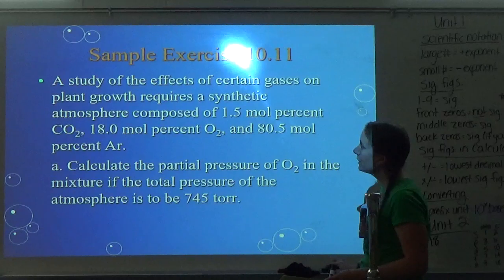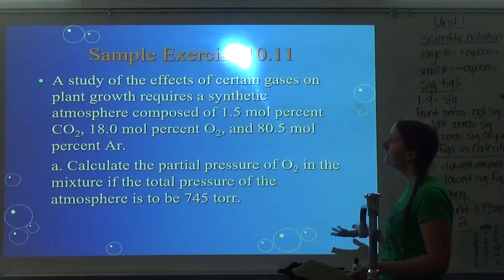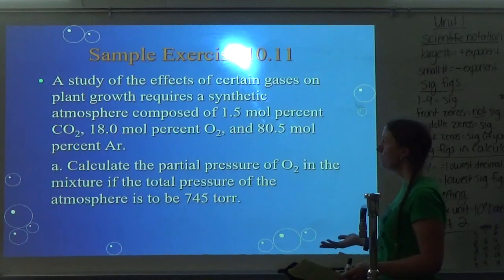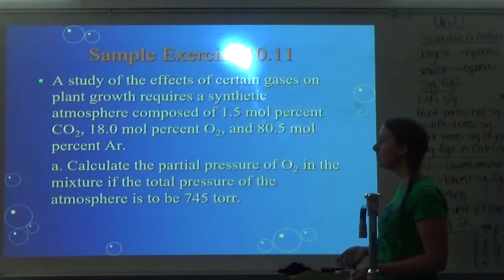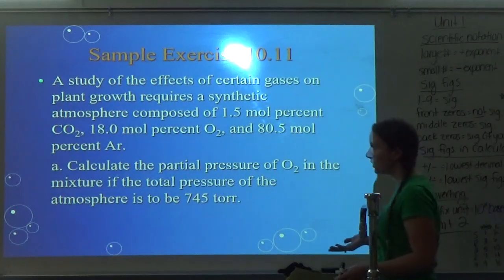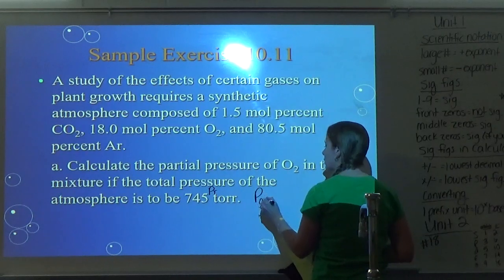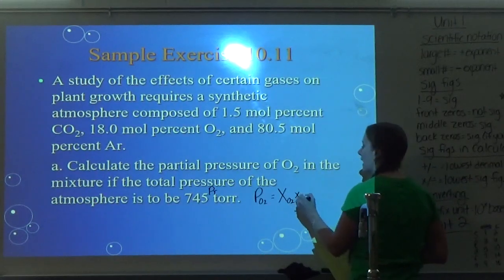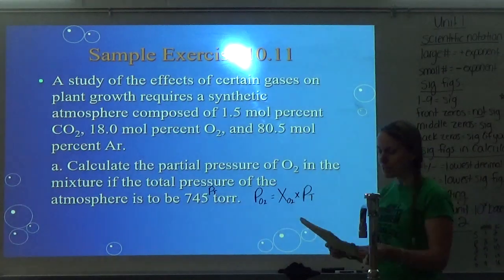All right, so let's look at one together. It says, a study of the effects of certain gases on plant growth requires a synthetic atmosphere composed of 1.5 mole % CO2, 18 mole % O2, and 80.5 mole percent argon. Calculate the partial pressure of O2 in the mixture if the total pressure of the atmosphere is to be 745 torr. Okay, so y'all, we know the total pressure here. And we can get the pressure of just oxygen if we do the mole fraction of just oxygen times the total pressure. So we have the total pressure, we just need the mole fraction for oxygen.